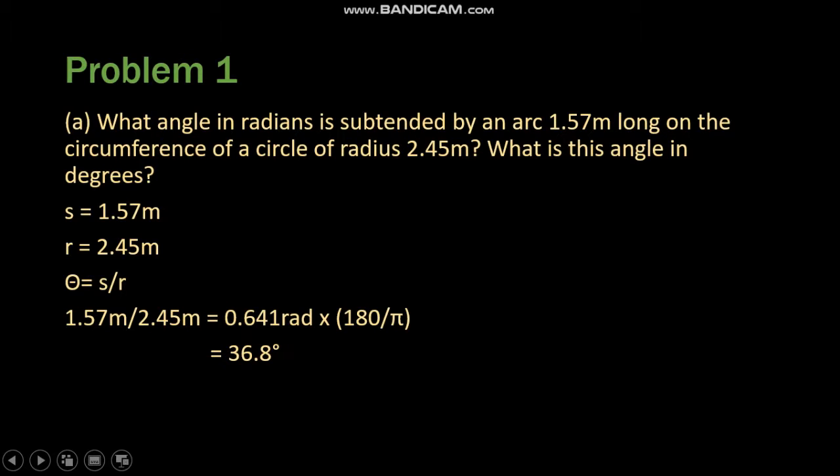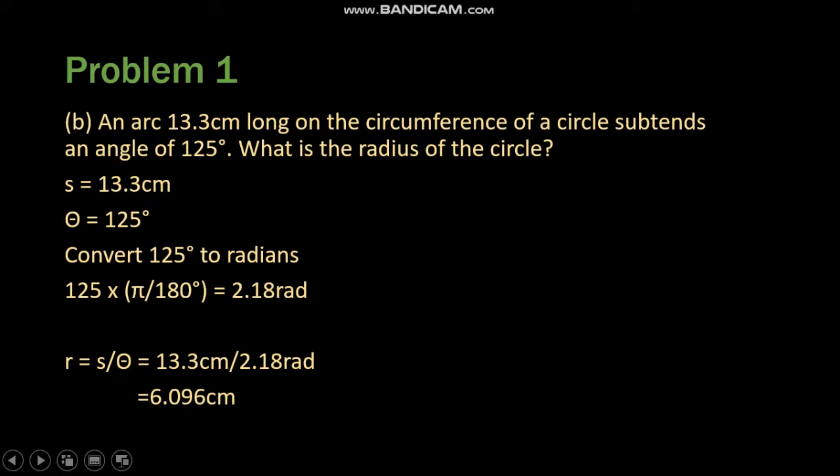Okay, so next problem. Problem 1b. An arc 13.3 centimeters long on the circumference of a circle subtends an angle of 125 degrees. What is the radius of the circle? Again, the arc length is given, so we'll list that down. S is equal to 13.3 centimeters. And the circle subtends an angle of 125 degrees. So the angle is given, but it is in degree units, so we have to convert it to radians.